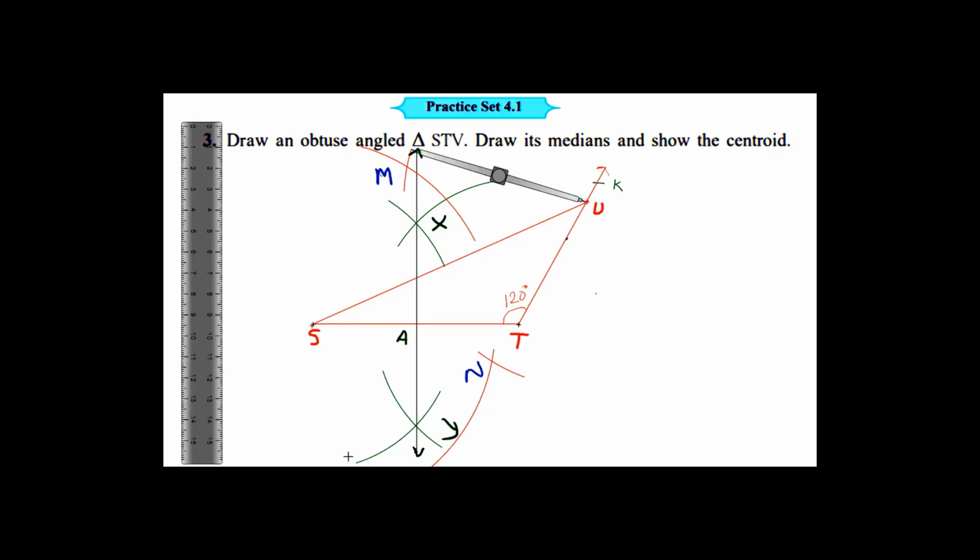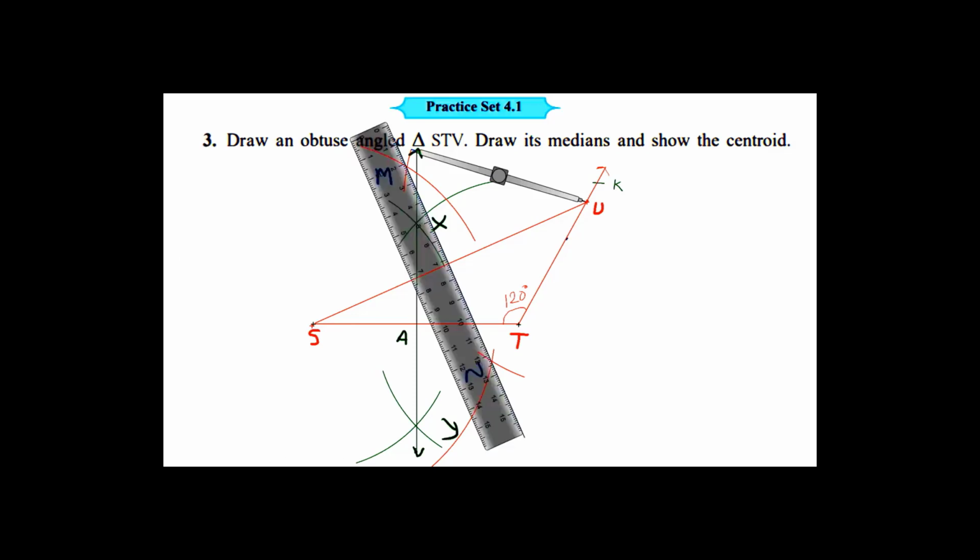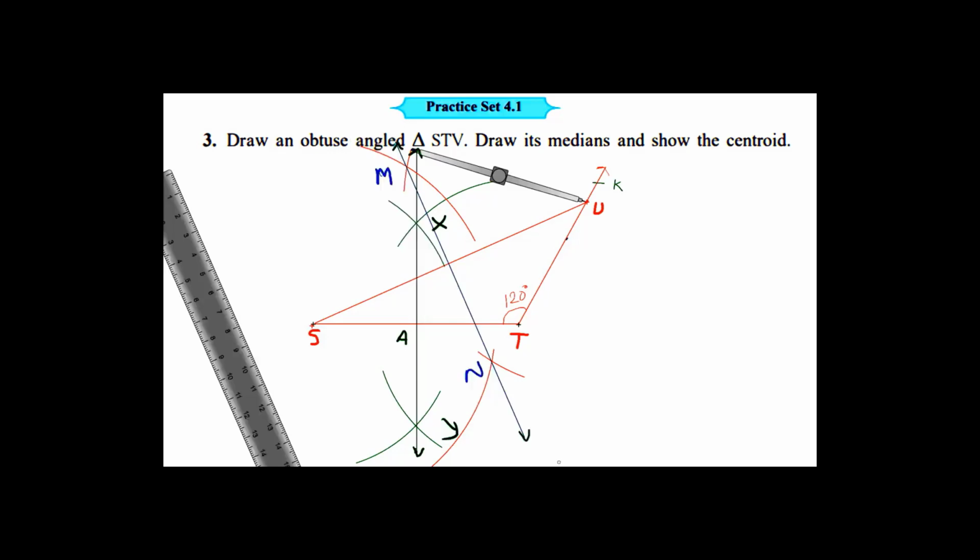Join these points with the help of a ruler. Line MN intersects side SU at a point; we give the name point B. Therefore, point B is the midpoint of side SU. Then find out the midpoint of side TU.